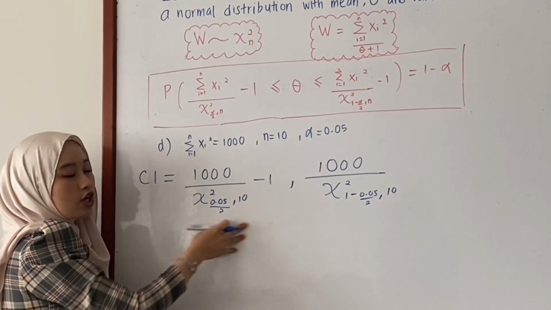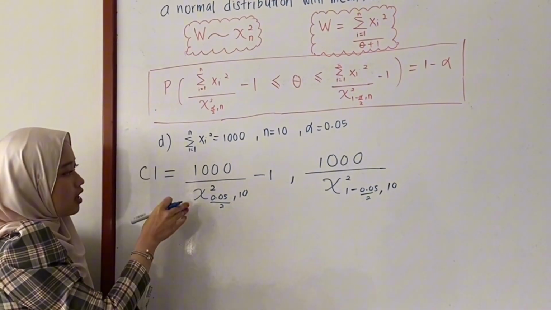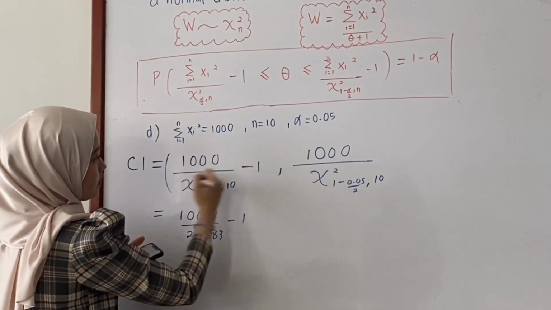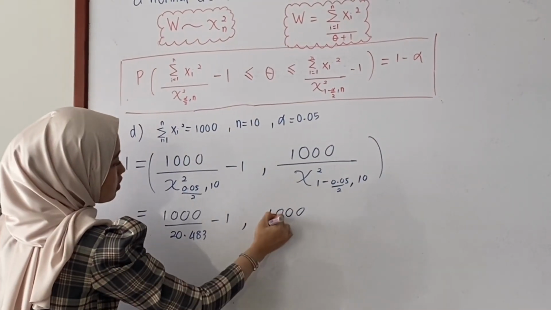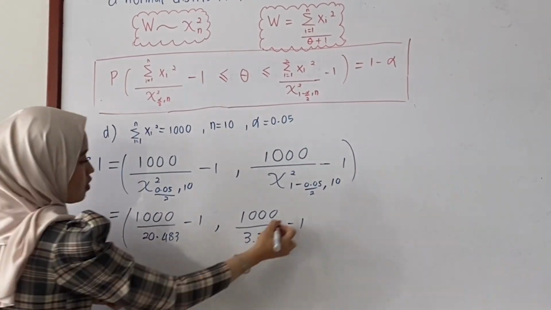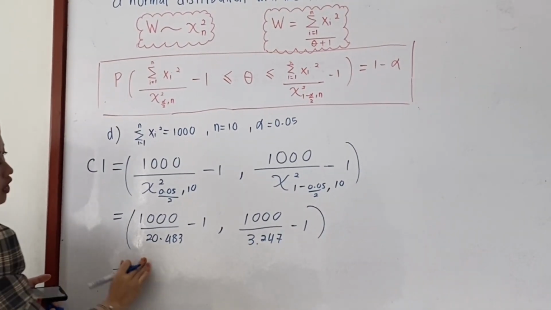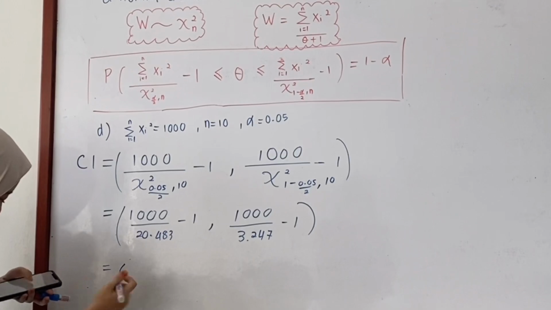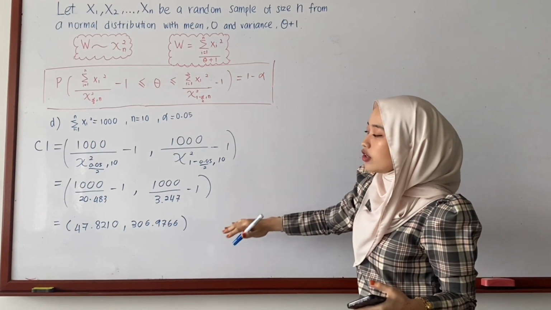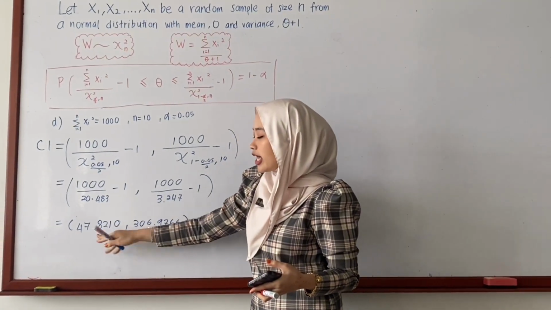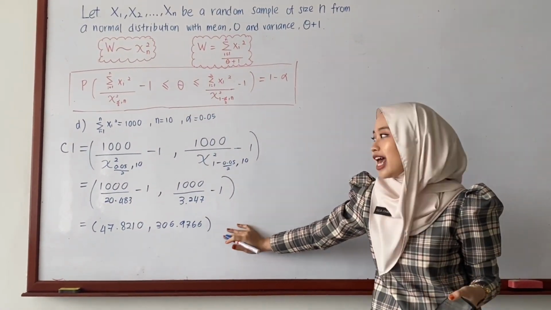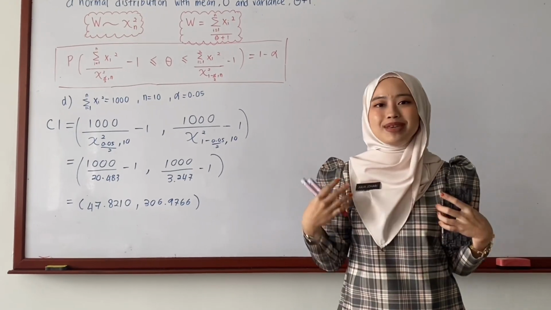So from these values, you actually need to use a chi-square table. So from here, 20.483 minus 1 and 3.2. Then you can solve it, and finally you will get the answer. So for the conclusion, the 95% confidence interval for theta is between 47.8210 and 306.9766.